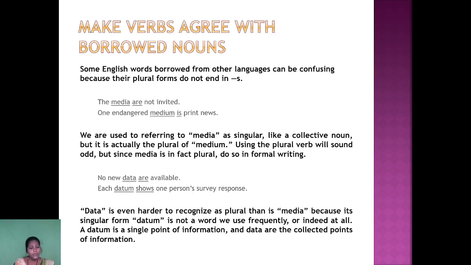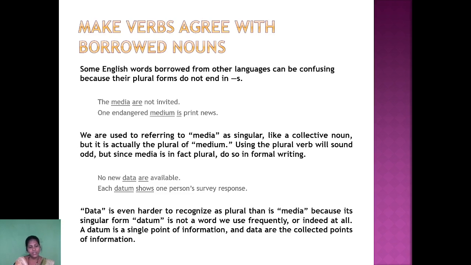Then another example is "No new data are available." Each datum shows one person's survey response. Data is even harder to recognize as plural than media, because its singular form, datum, is not a word we use frequently, if at all.